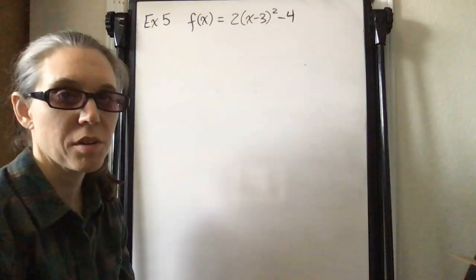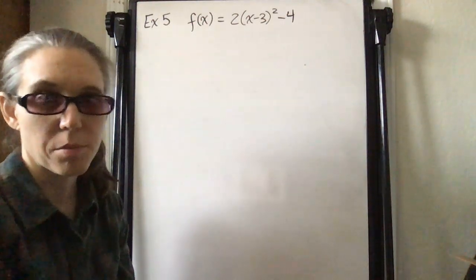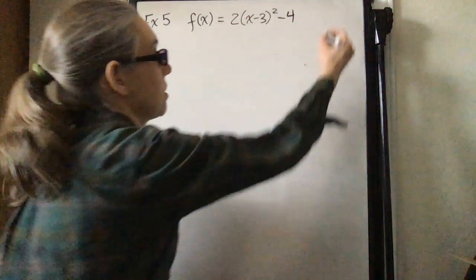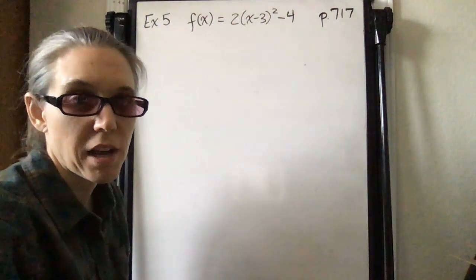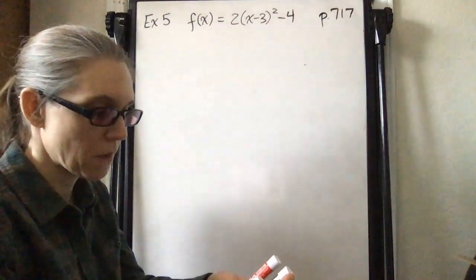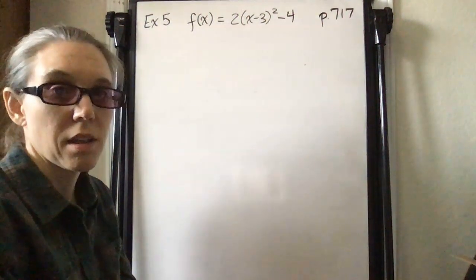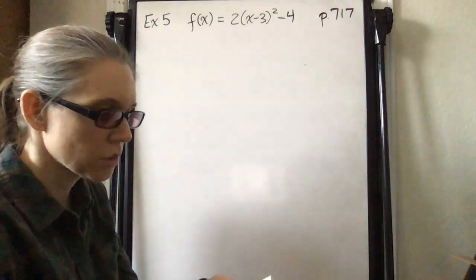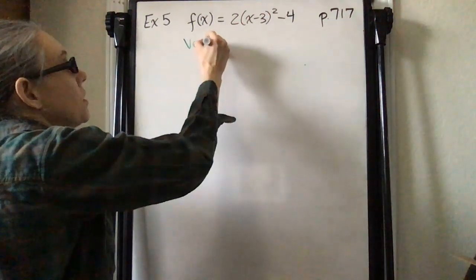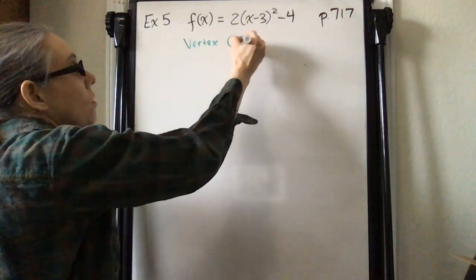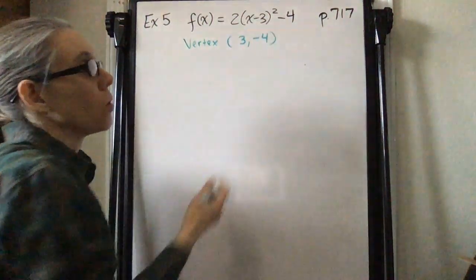Okay, so now I'm going to walk through example 5 from the book. This is from page 717. You have self-check 5 to do in your written homework. So we want to graph this function. First, we want to find the vertex. The vertex is the point 3, negative 4.